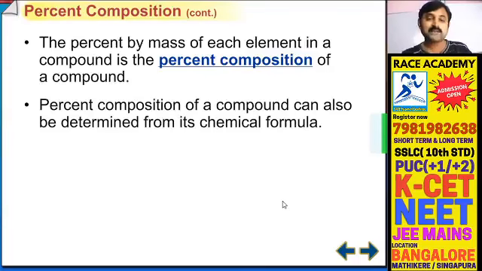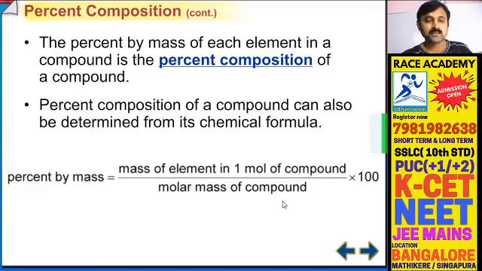How will you find the percent composition of a compound? It can be determined from the chemical formula. Percent by mass equals the mass of an element in 1 mole of the compound divided by the molar mass of the compound, multiplied by 100. So you can calculate percent by mass using this formula.